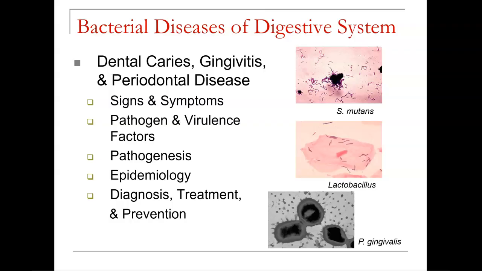To diagnose this, caries simply uses a visual inspection, whereas for periodontal disease the gums are inspected. To treat a caries, you fill that cavity if it's caught early. If it's periodontal disease, you'll have scaling and use of antibacterial rinses. Prevention of both of these would be good oral hygiene, healthy eating habits, and fluoridation of water.